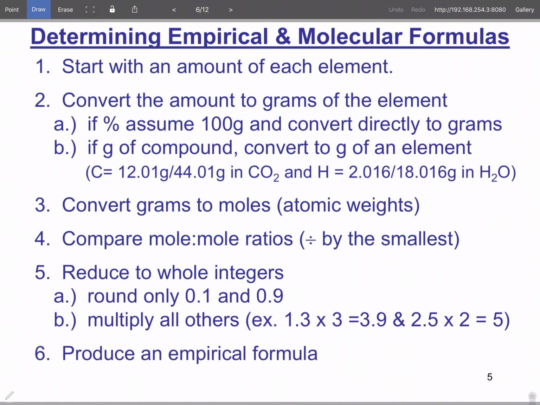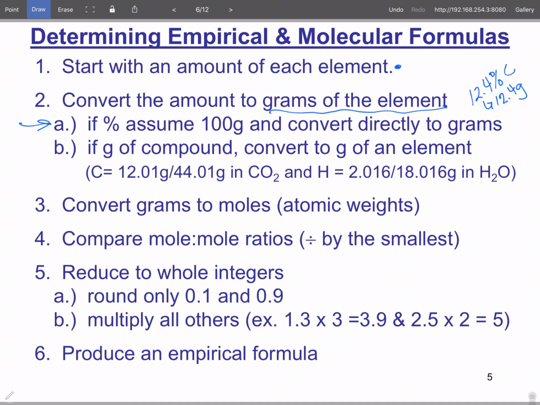And this starts with both, so you're going to start with the amount of each element. Now, it can be in the form of compound or not, that varies. Okay, we're going to convert the amount to grams of the element. Now, if it's mass percent, you assume 100 grams and convert directly to grams. So what that means is if you're told that you have 12.4% carbon, then you assume 100 grams, so that becomes 12.4 grams of carbon in the compound. Okay, that's the easiest way.